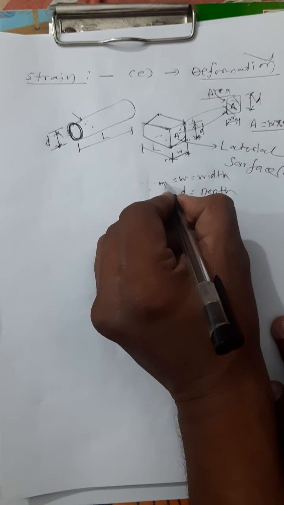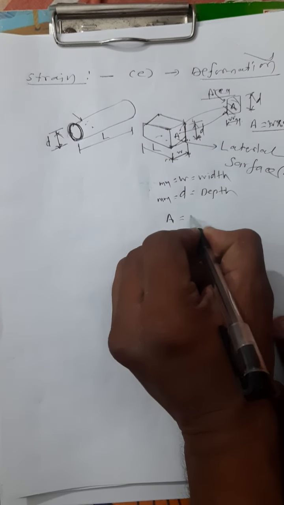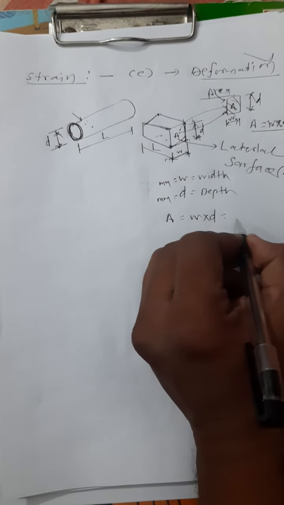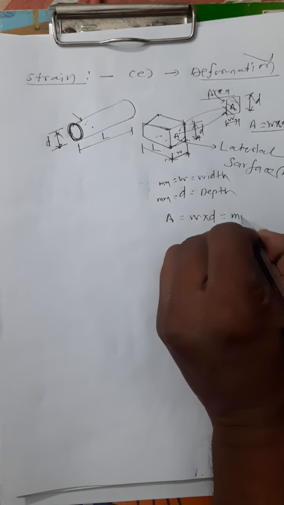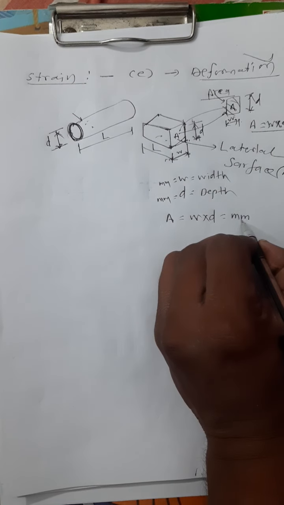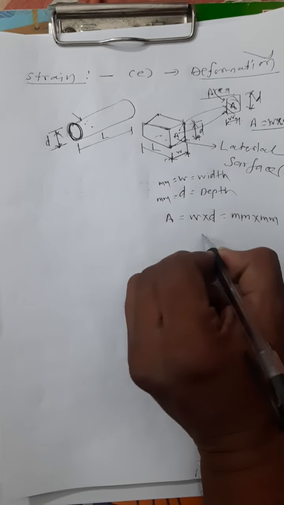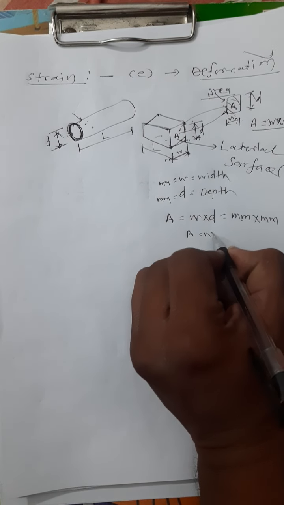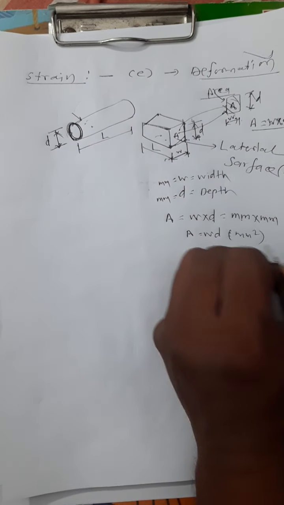Width is measured in mm, depth is also measured in mm. So it becomes area: W into D, width in mm and D also in mm. So this area, W into D, is measured in mm square.